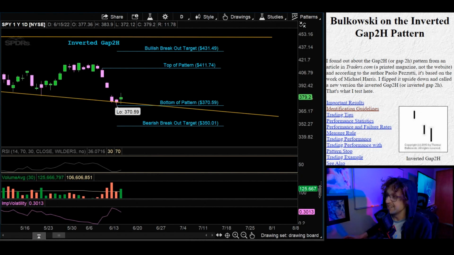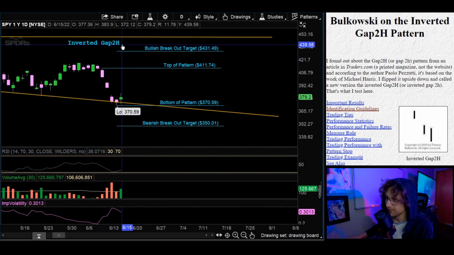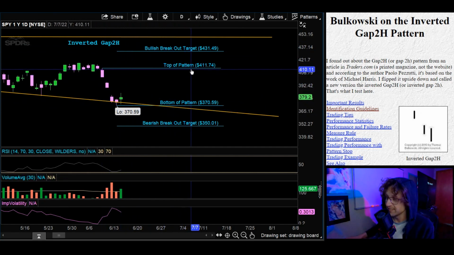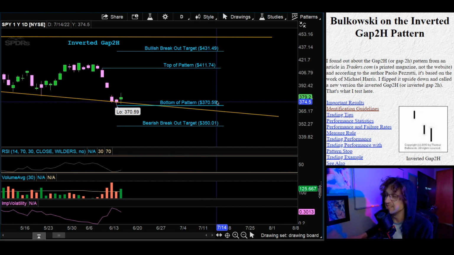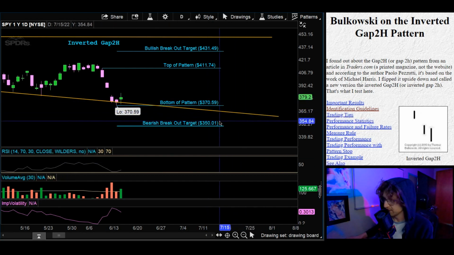It's called an inverted gap to H, and that's because it's the inversion of a bullish pattern, and here it's bearish because the gap forms on a downtrend. So you can see that I have it labeled here in this blue, and the top and the bottom of the pattern marked. So this high was at 411.74, the bottom was at 370.59, and I went ahead and calculated the price targets.